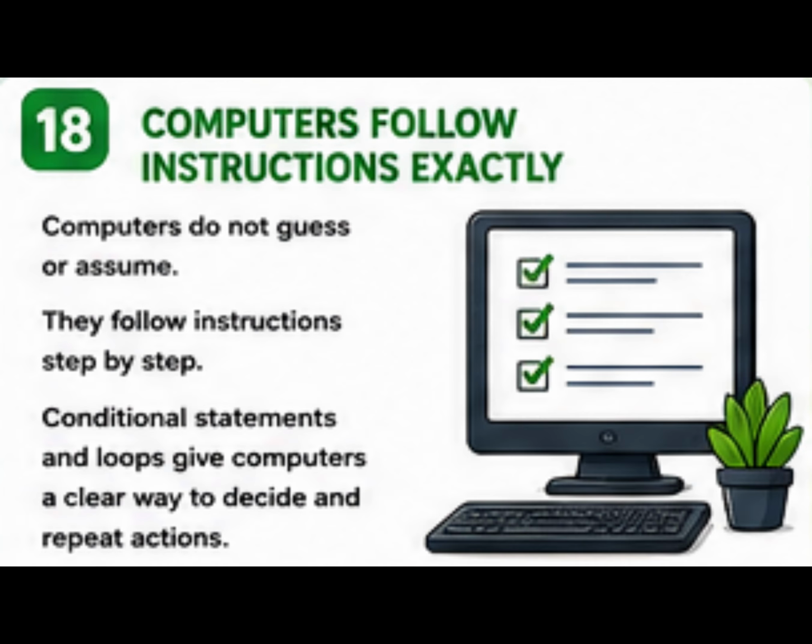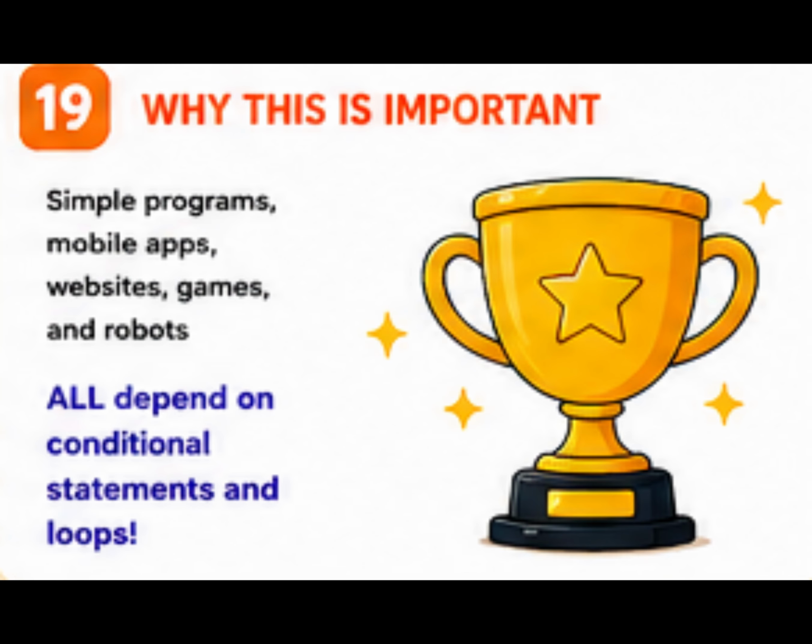One of the most important ideas in programming is that computers follow instructions exactly. They do not guess, assume, or interpret information the way humans do. Conditional statements and loops give computers a structured way to make decisions and repeat actions. As programs become larger, these tools become even more important. A simple calculator, a mobile app, a website, and a video game all depend on conditional statements and loops. Learning these concepts is a major step toward becoming a programmer.